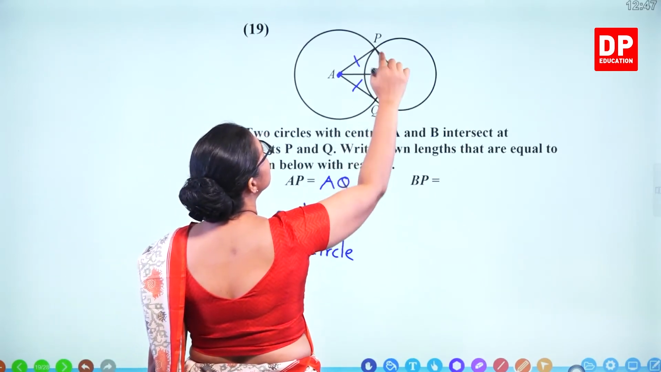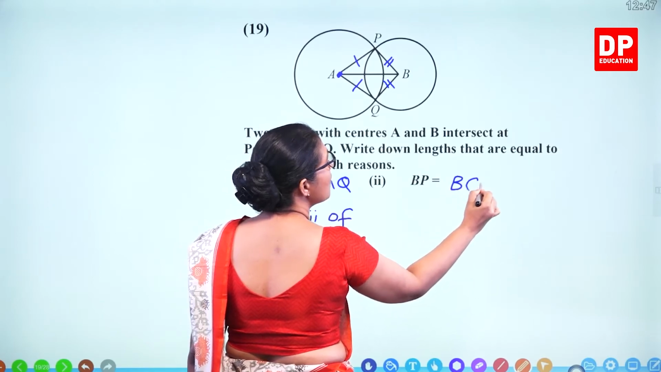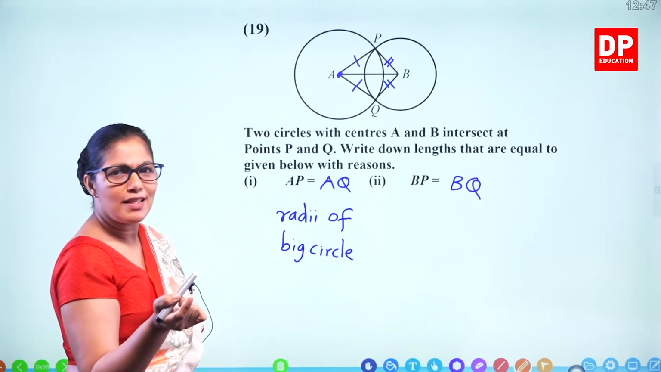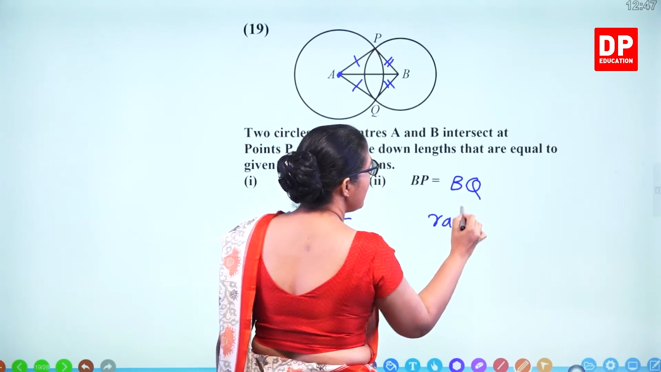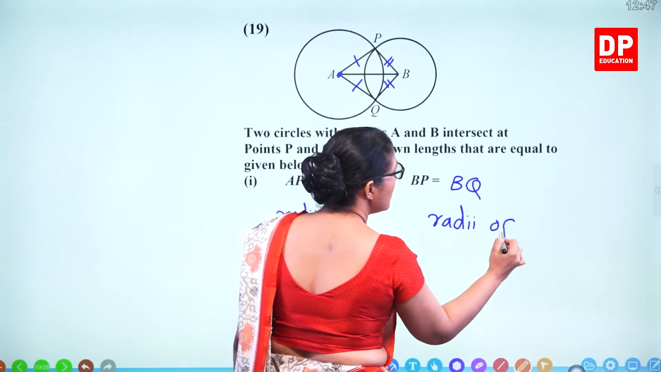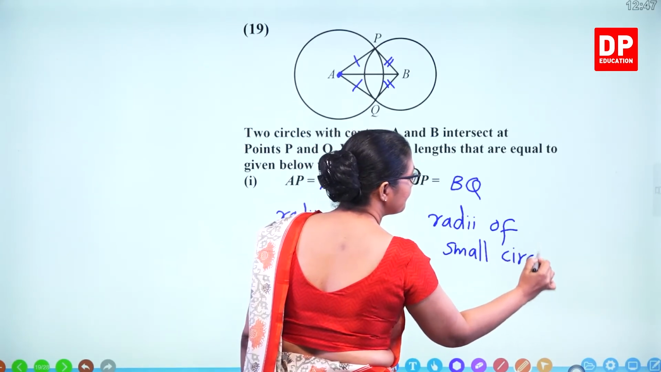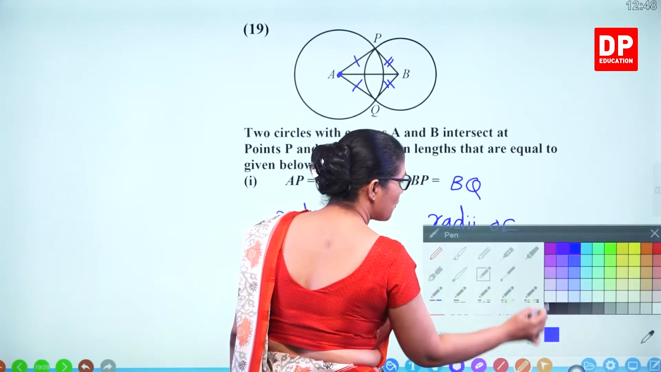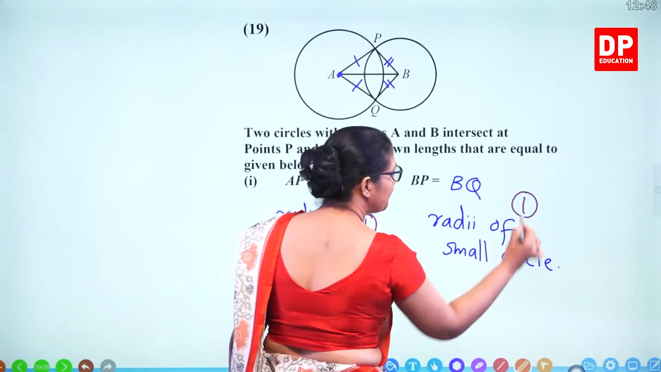BP. This is equal to this, BQ. That's the radii of the small circle. Radii are equal. Radii of the small circle. So you have to give it with a reason. So 1 mark each.